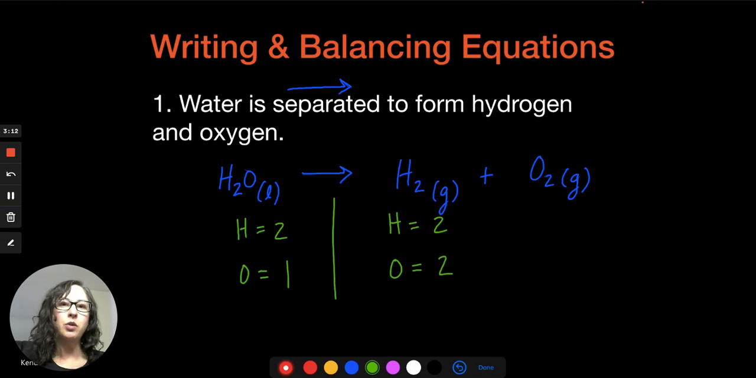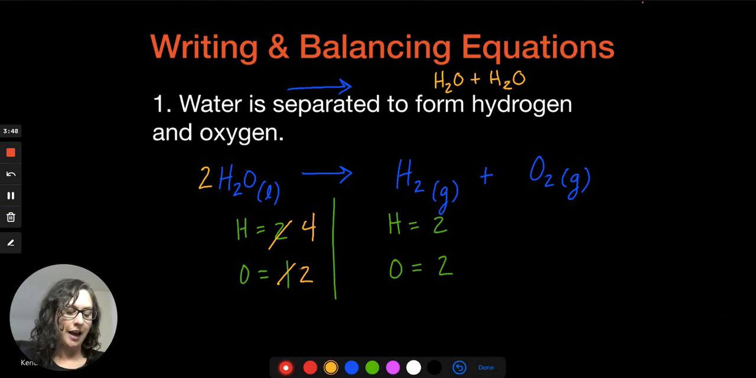So now what we have to do is use that coefficient in front, and so in order to get 2 oxygens on each side, we have to put a 2 in front of water. Now that changed to give us 2 oxygens, but it also changed the number of hydrogens that we have. So if we have 2 H2O, so H2O plus H2O representing 2 H2O molecules, how many total hydrogens do we have? Well, we would have 4 hydrogens, so 2 plus 2 would give us 4. That means on the right-hand side of the equation, we have to go back and add a 2 in front of hydrogen, and that'll give us 4, and that is a balanced chemical equation.